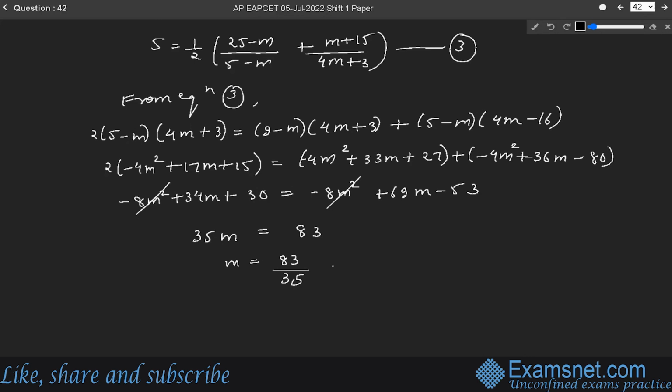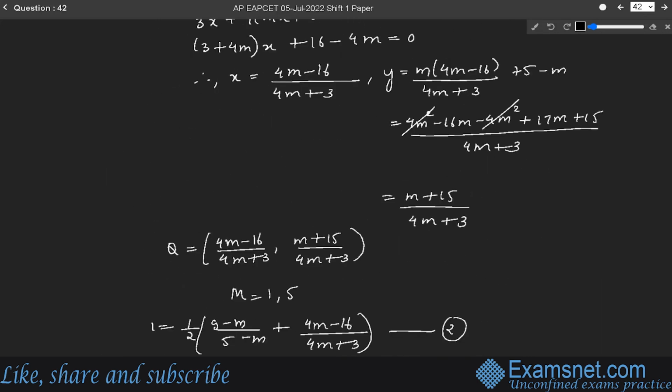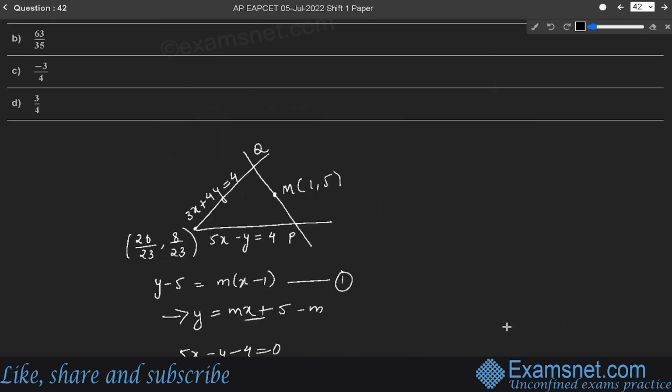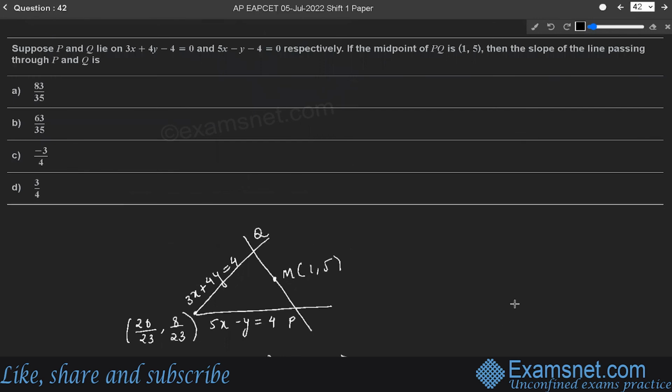m will be equal to 83 upon 35. So this is the required value for m. Therefore, we can say that m is equal to 83 upon 35. So option number A is the correct option for this question.